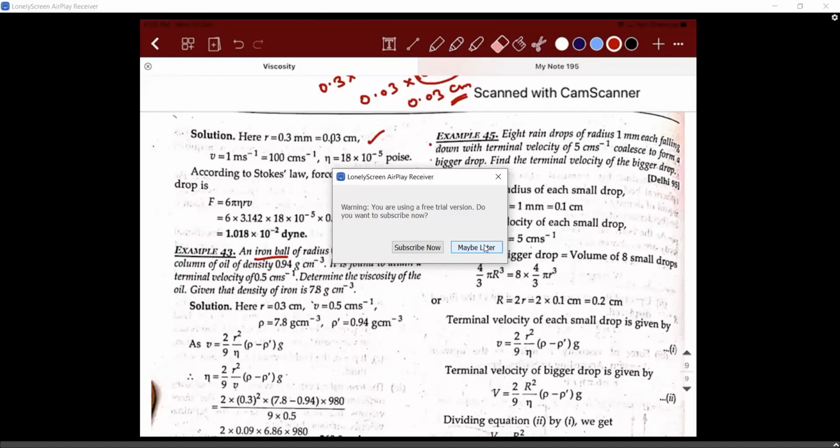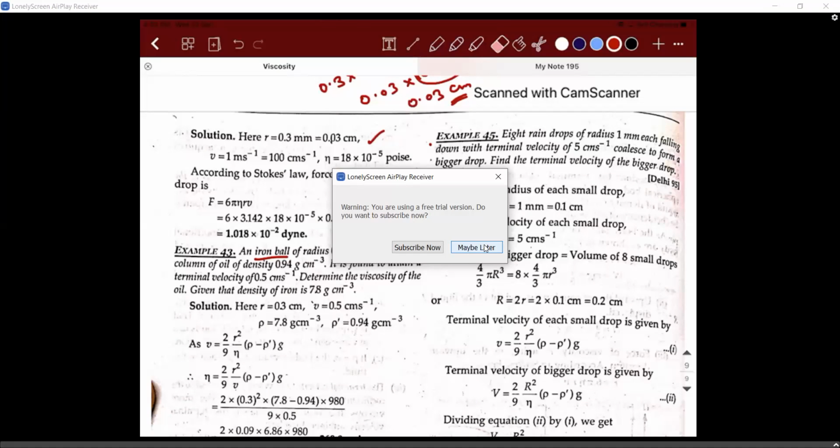Because I know one thing, that if you need to find the terminal velocity, what are the parameters that you need? Recollect the formula once: 2 by 9 r square sigma minus rho into g divided by eta. So out of all these parameters, what do you think is changing? The same nature of liquid is getting combined. The same thing is falling under. So it is only the radius that is changing. It is falling through the same medium, so the density of the substance in both cases is not changing. What about the viscosity? It's the same.